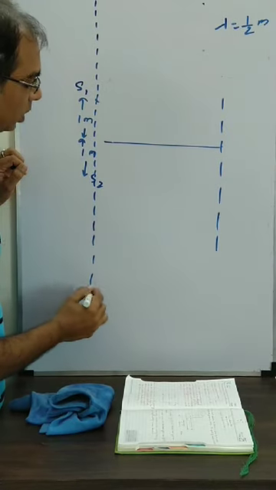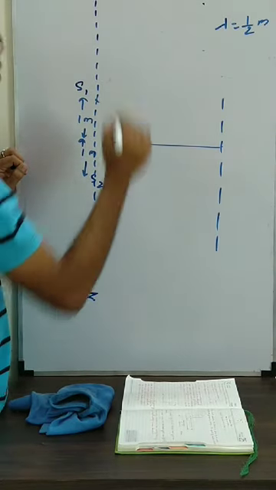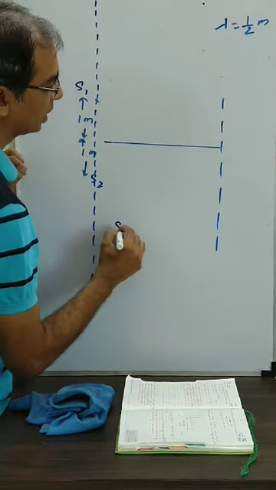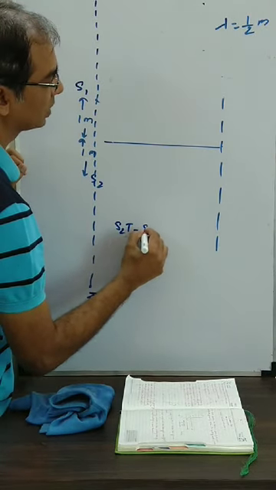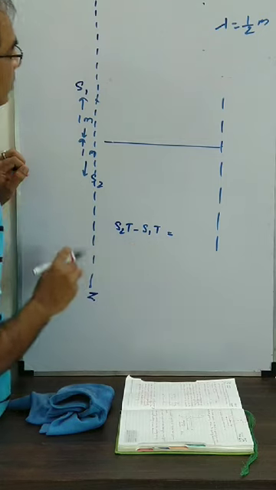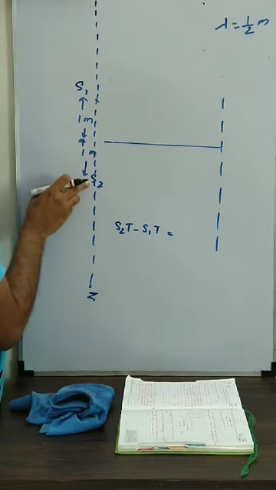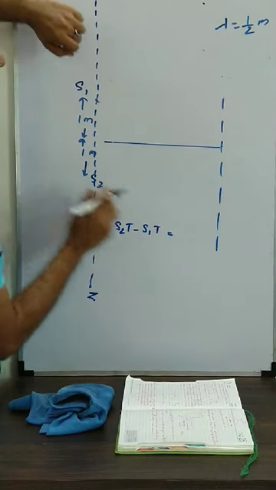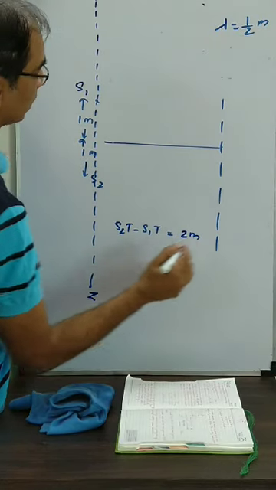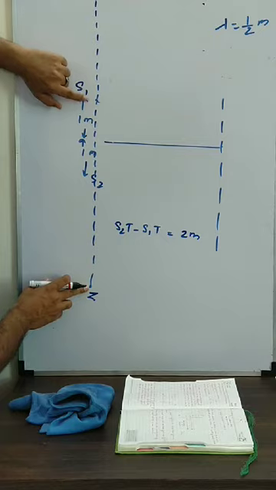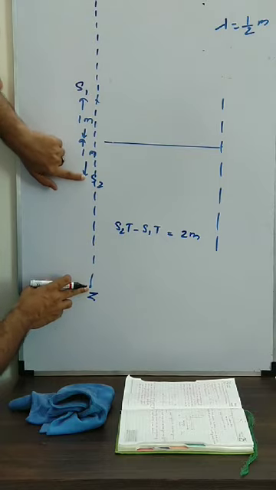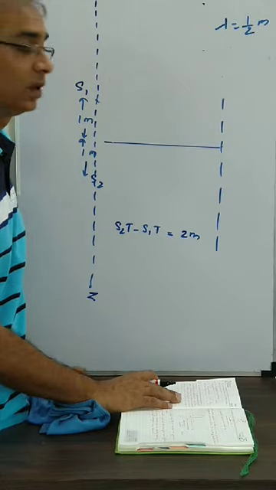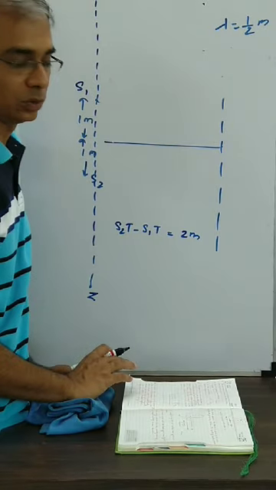Suppose this point is Z and this point is, let's say, T. So you can see that S2T minus S1T will be what? S2T is this distance and S1T is this distance. What is the difference? This much, that's 2 meters. And in the same way here, S1Z minus S2Z will be 2 meters. So that is the maximum path difference between the waves generated by S1 and S2.